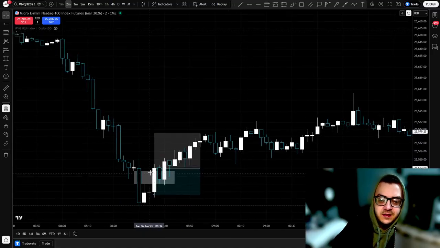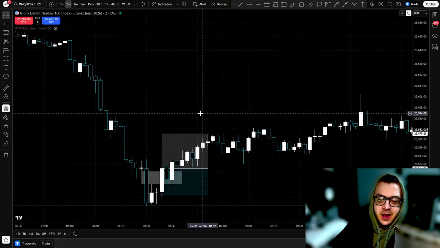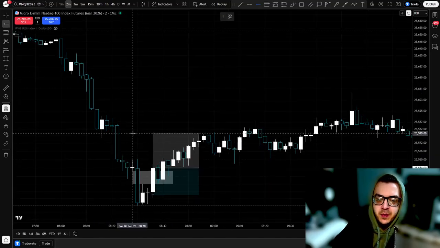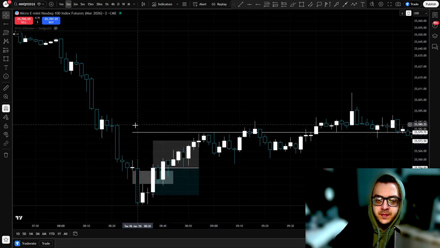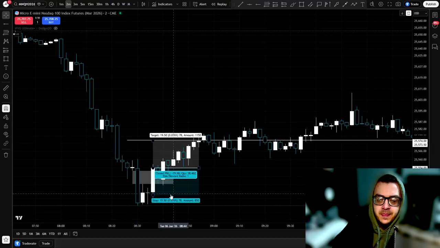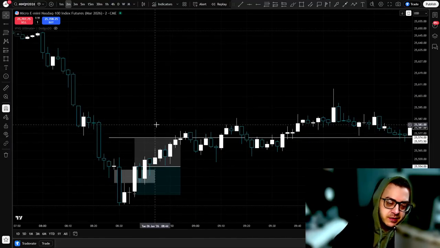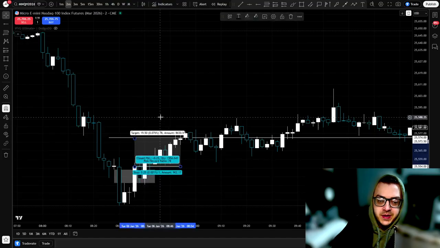As you can see here, we came back, tested, and then over the course of the next 10 minutes or so came up and hit my 1-for-1 target here. Well, this is a bit more than 1-for-1 actually. So I scale half my position, that's $75, and then we go break even on the rest.